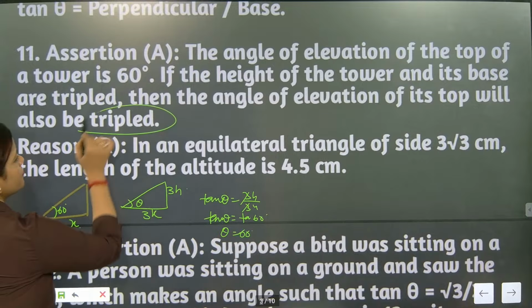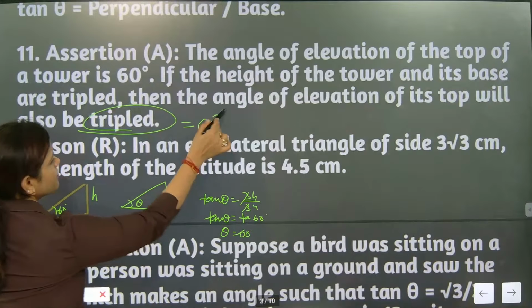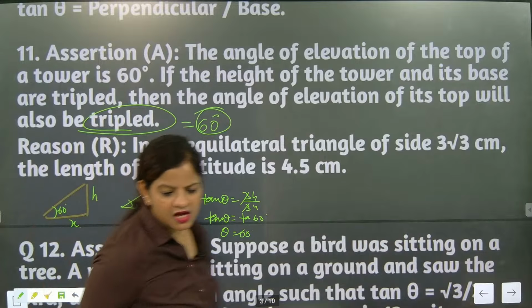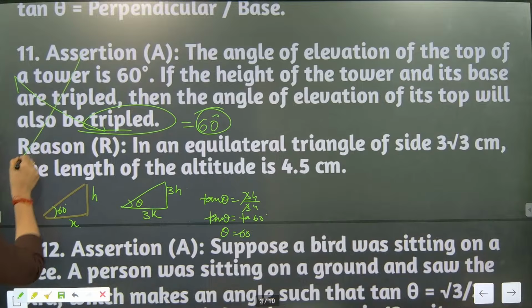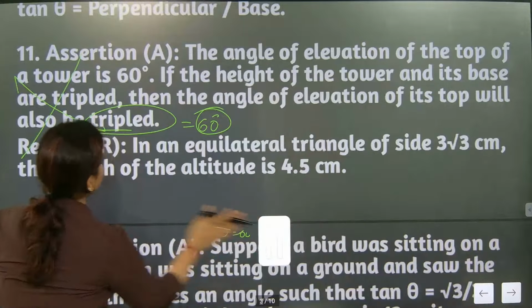That means it is not tripled. It remains the same. The angle of elevation remains the same, which means this is wrong. Super. Very good. So now we will check.